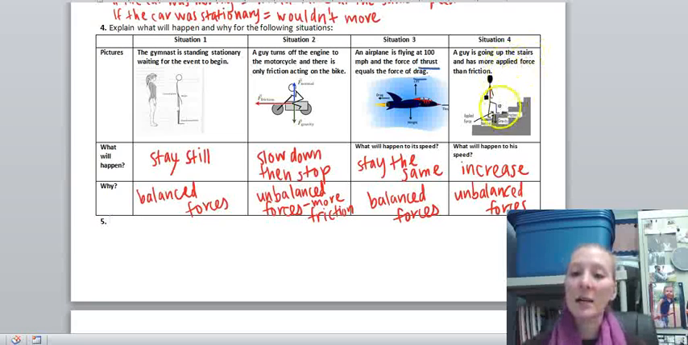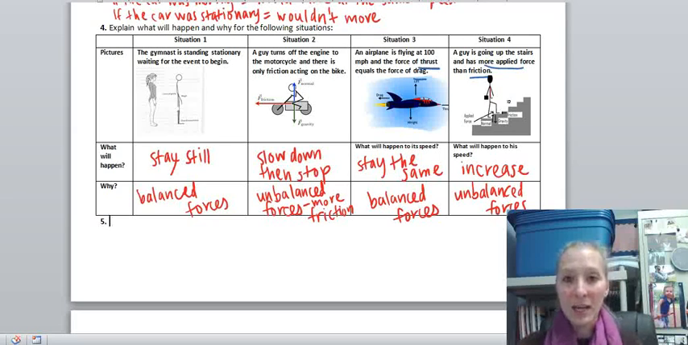Next, you look at this guy climbing up the stairs, and there's more applied force than friction. So we've got an unbalanced force scenario. Because there's more push than that slowdown force, which is friction, there's going to be an increase in speed.